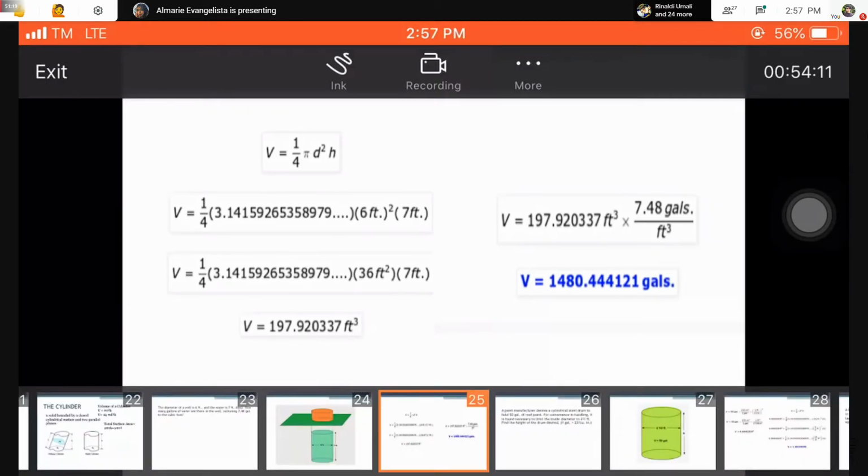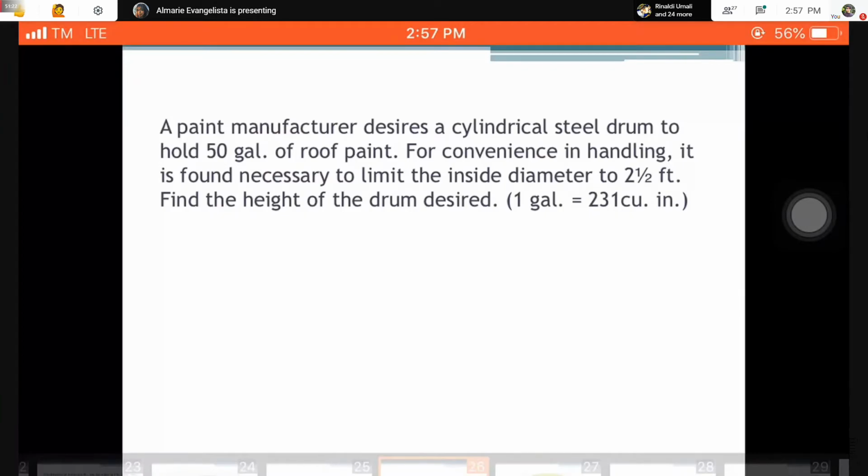Sige. So, nalipat ko na. Kita nyo ba lahat? Kita nyo ba? Sino yun? Oh, okay. So, cylinder pa rin tayo, no?